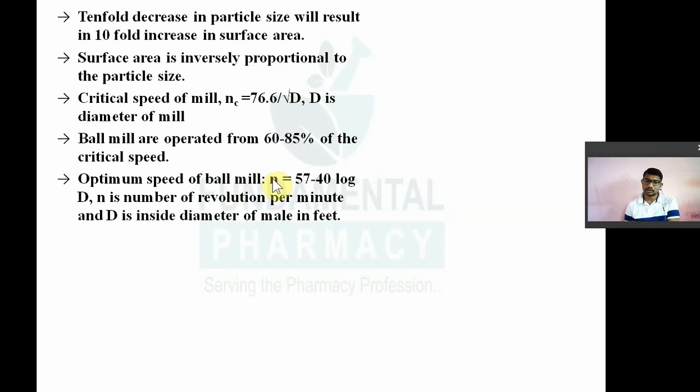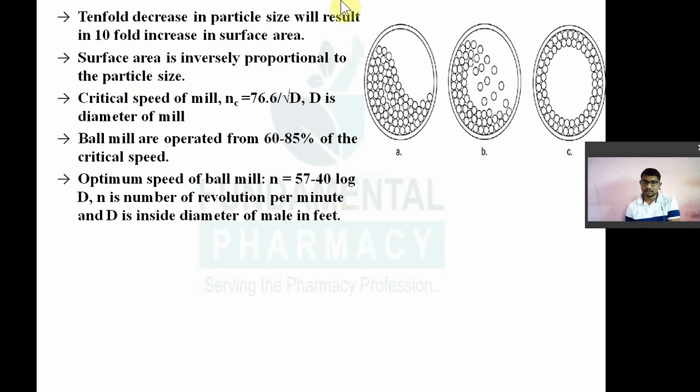Optimum speed for ball mill. You can calculate the optimum speed for ball mill: N is equal to 57 minus 40 log of D. Okay, N is nothing but the number of revolutions per minute. D is nothing but the inside diameter of mill in feet. कितना फीट का मिल का इनसाइड डायमीटर है वो D है. ठीक है, याद रखो, इससे आप ऑप्टिमम स्पीड कैलकुलेट कर सकते हो. D is the inside diameter of ball mill in feet, 1 feet, 2 feet. ठीक है. I have told you this will happen.